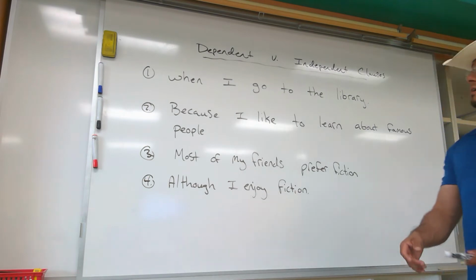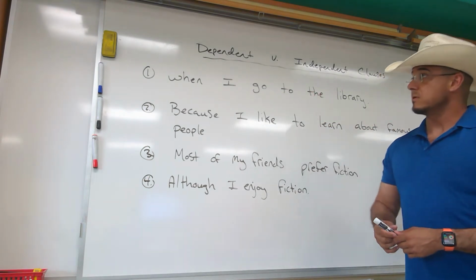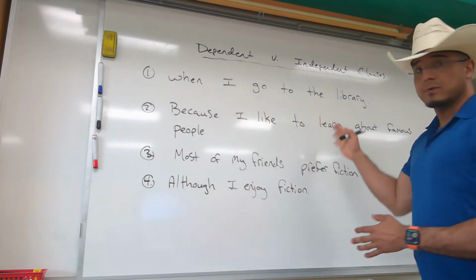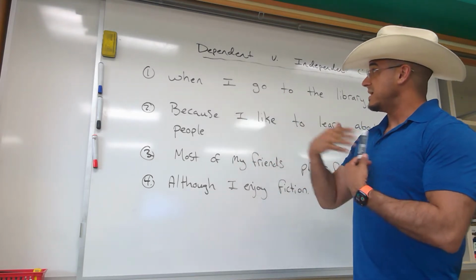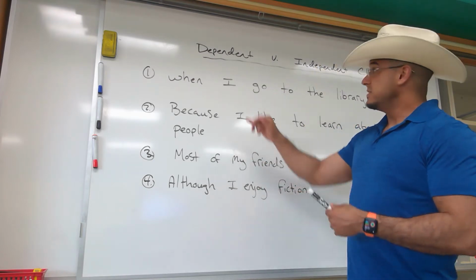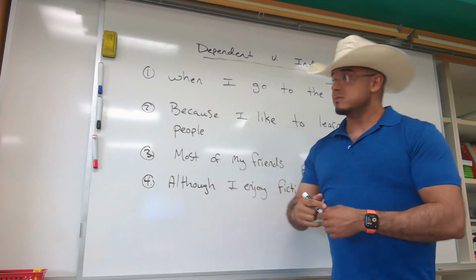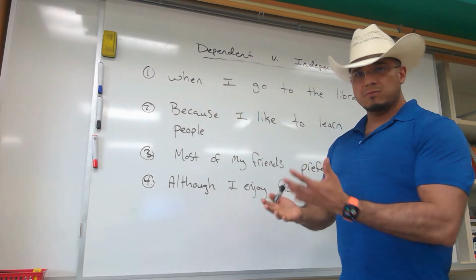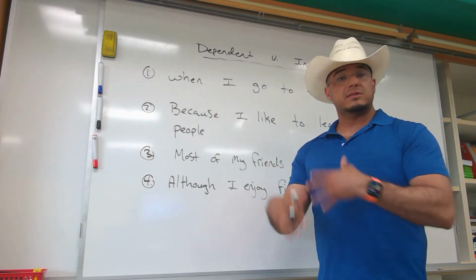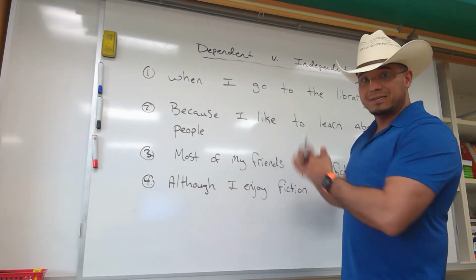So for this one, we have: when I go to the library. Here we've got our subject, I've got my action, so SVO, right? Subject, verb, object. So I go where? I'm going to the library. But this part right here, this subordinating conjunction, when, almost conditional, implies that there's another component to the sentence, which is missing here, right?